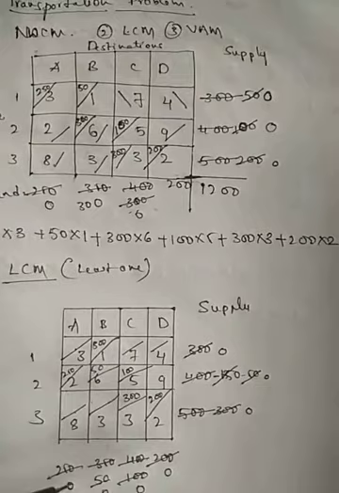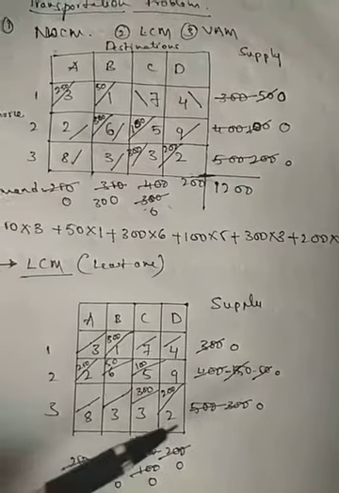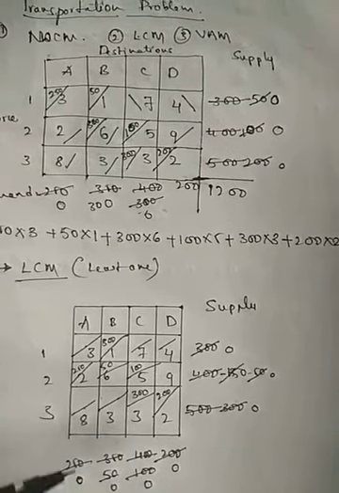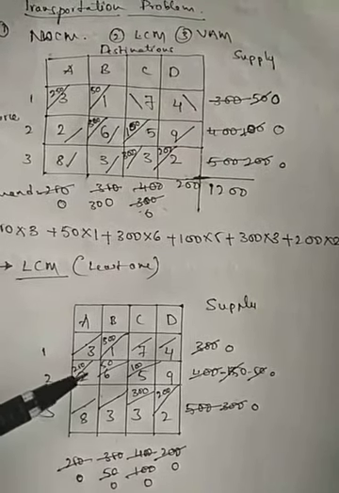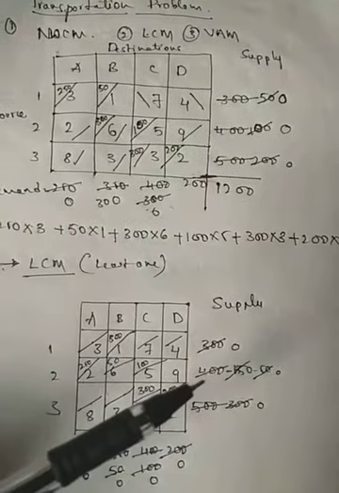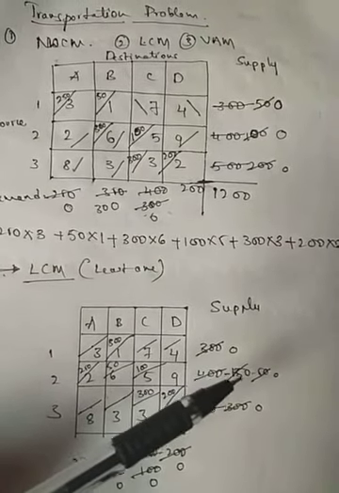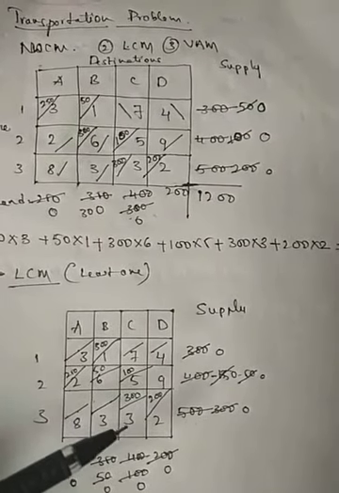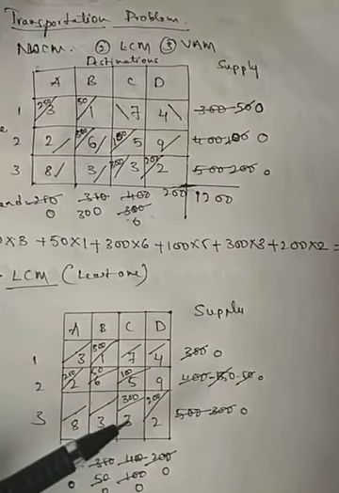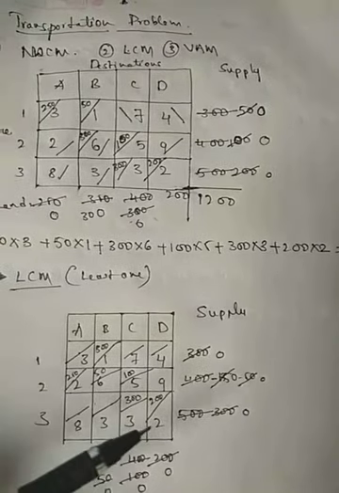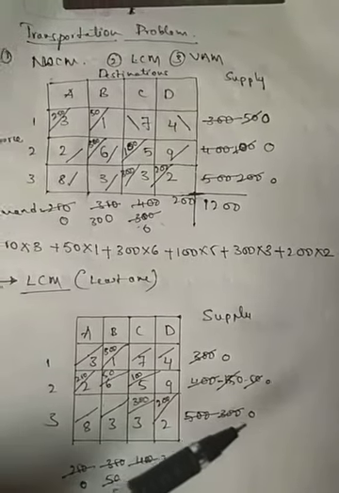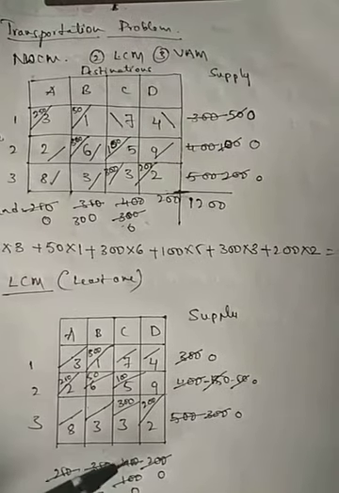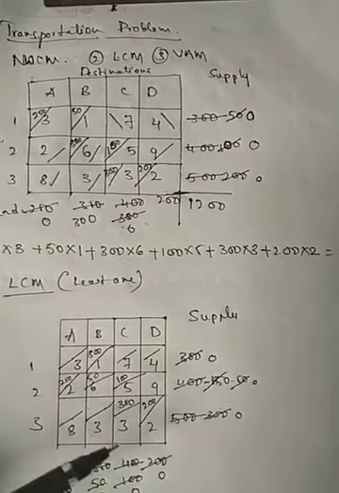So supply is 400, demand is 250, so we have to cancel the 250 here, so allocate 250 here, and 400 minus 250, we get 150 here. After that, which is the least one, here is 3 and 3, so we allocate 300 here. Okay, here is 300, so we have to allocate 300, so cancel this, 400 minus 300, we get 100.